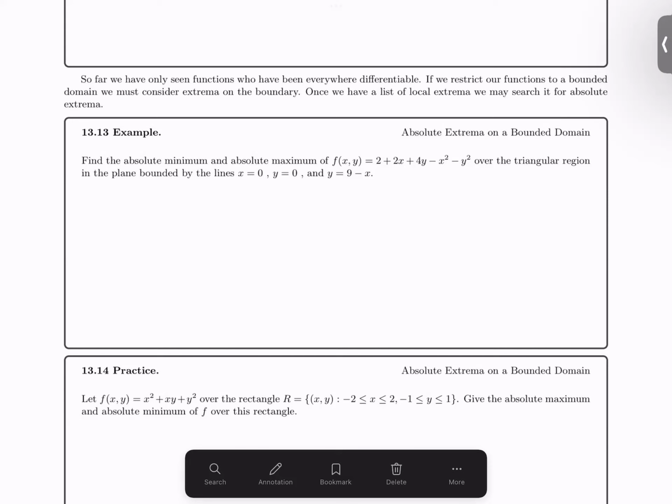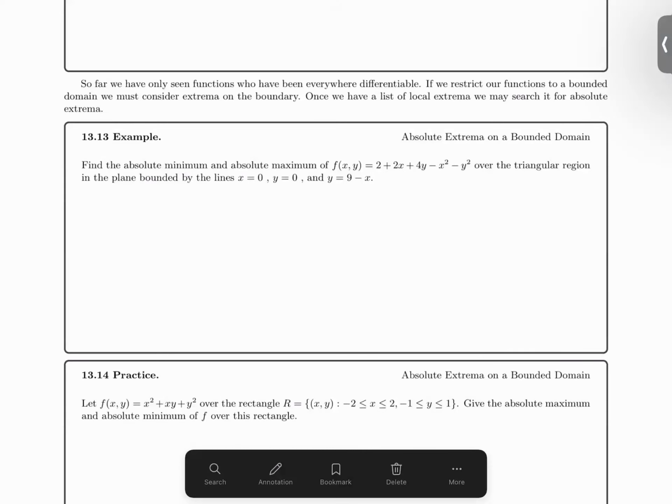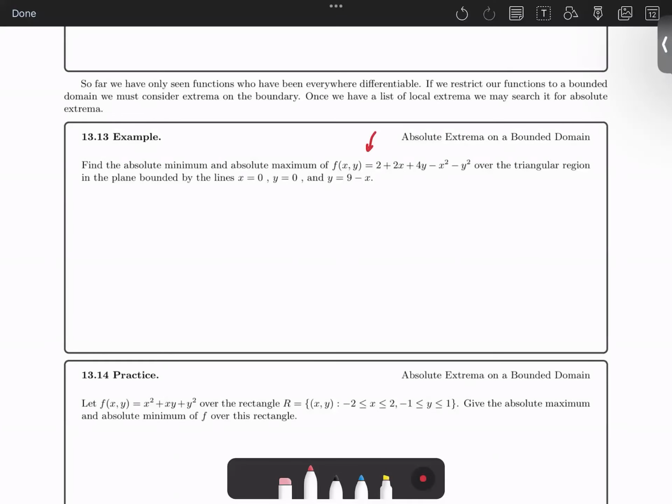I have a function from R2 to R given to me by f. And I'm going to define this function over a triangular region in the plane bounded by the lines x is equal to 0, y is equal to 0, and y is equal to 9 minus x.